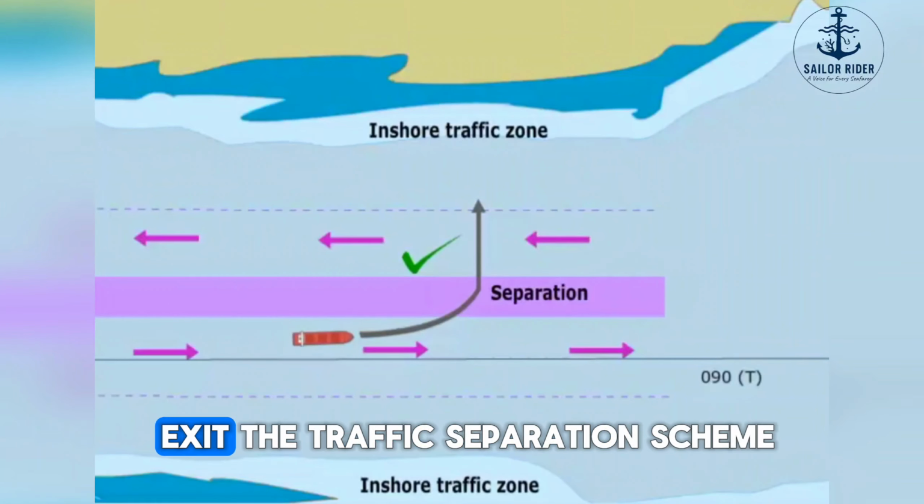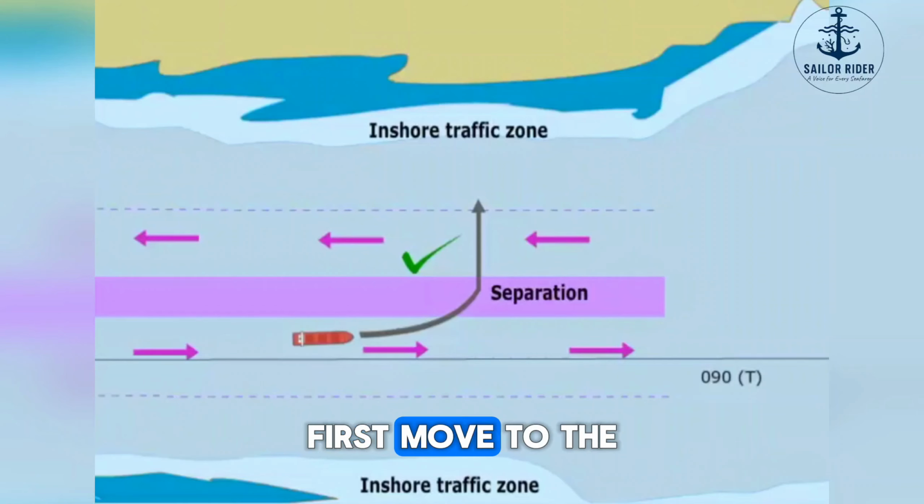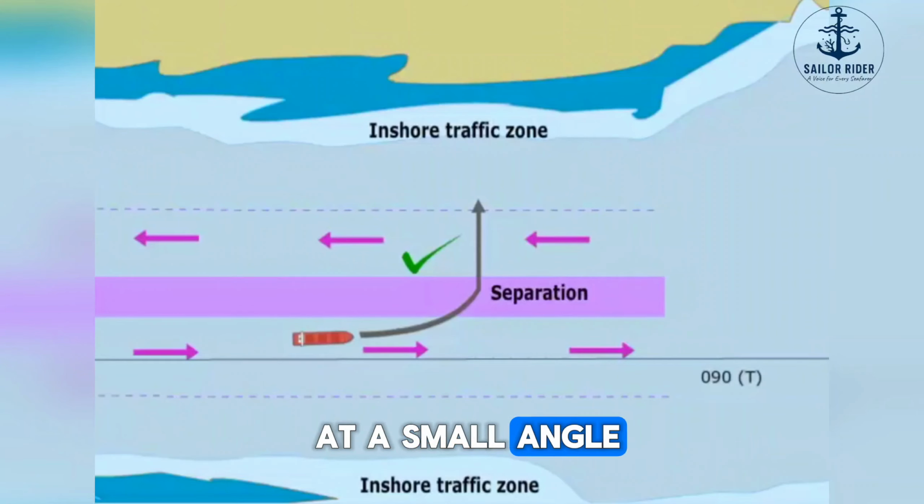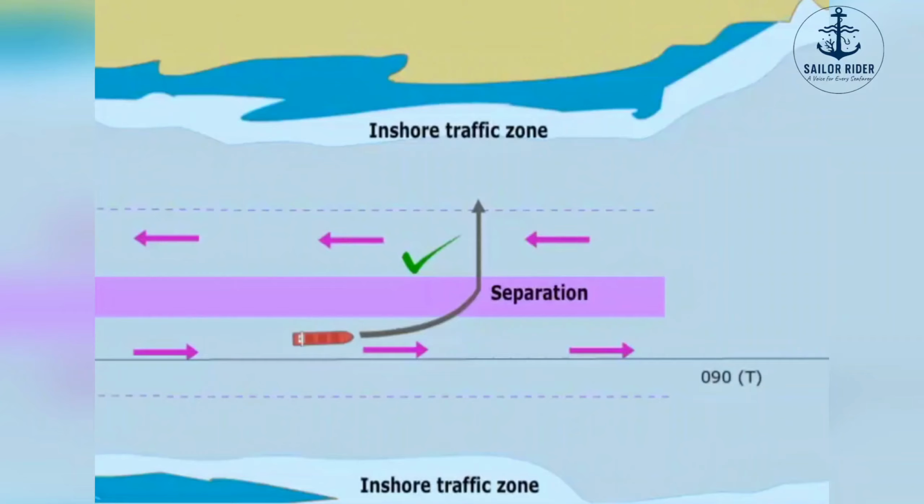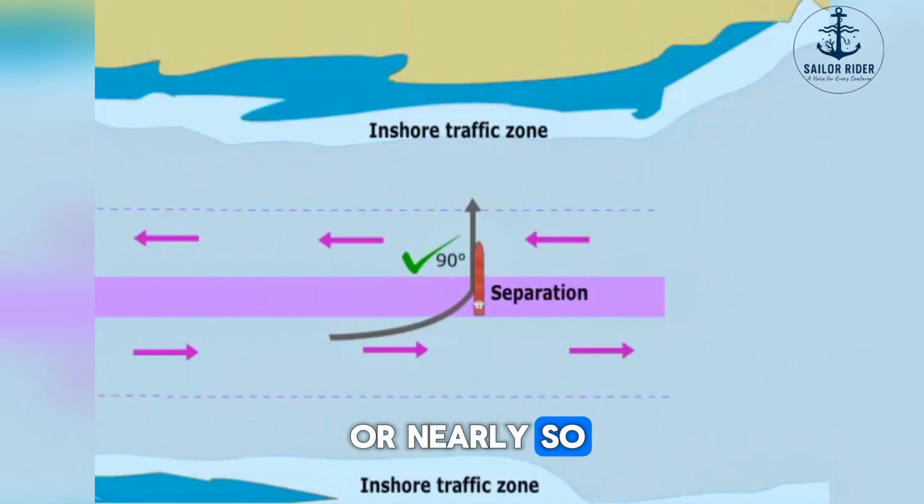Similarly, if you want to exit the traffic separation scheme, first move to the edge of the lane at a small angle. Then, cross the opposite lane at 90 degrees or nearly so.